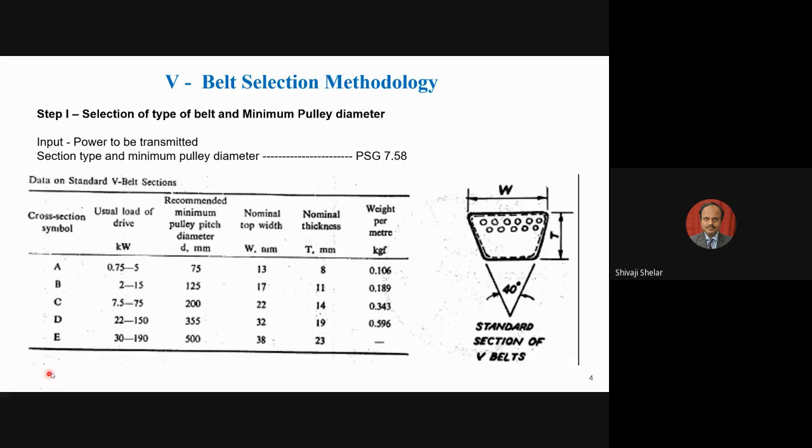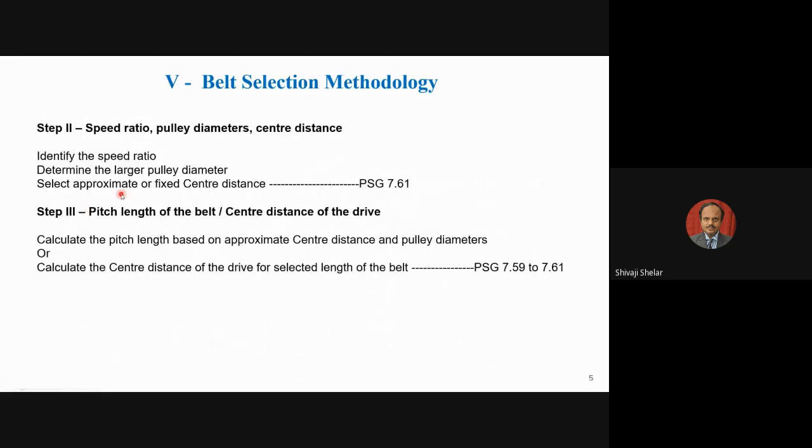So the next step, this is the selection of the belt pulley diameter. The next step is to determine the speed ratio, pulley diameters, and center distance. Now, the speed ratio will depend upon the application speed requirement and the input speed requirement. So if you take the application speed upon input speed, whether a speed reduction is required or a speed increase is required, that becomes the speed ratio.